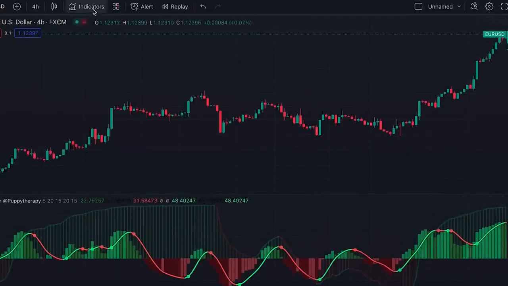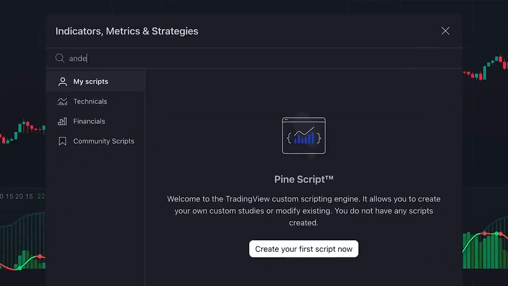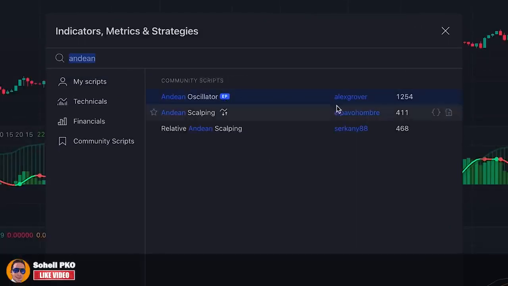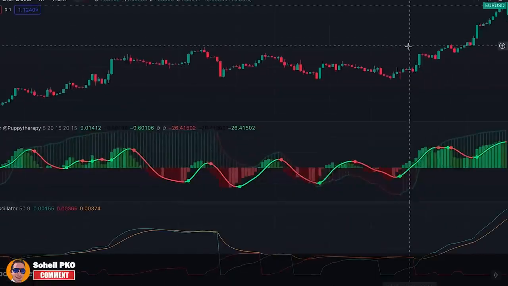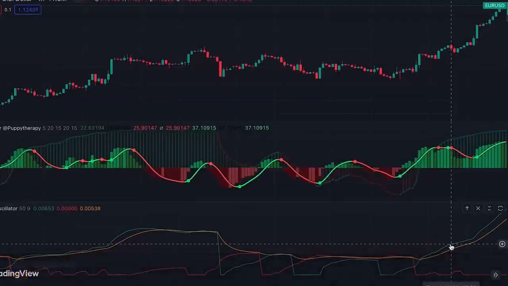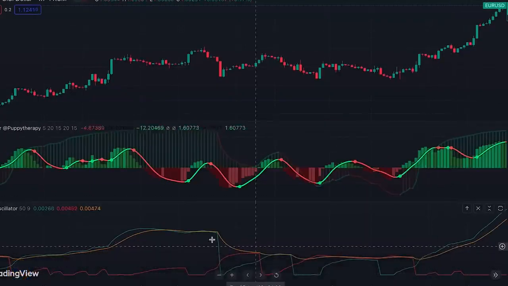So here we click on indicators and we search Andean Oscillator. This one, which is an editor's picks indicator written by Alex Grover, and this indicator will help us to filter the false signals. A buy signal is confirmed only if the green line is above the orange line, and a sell signal is confirmed only when the red line is above the orange line.